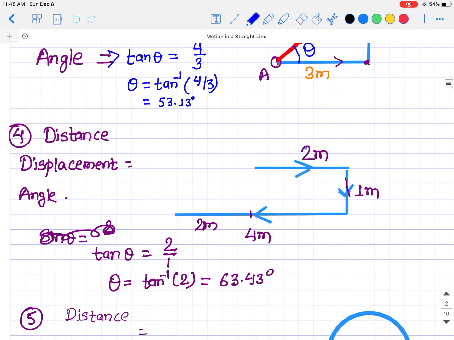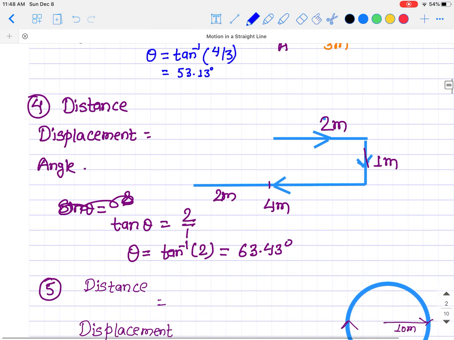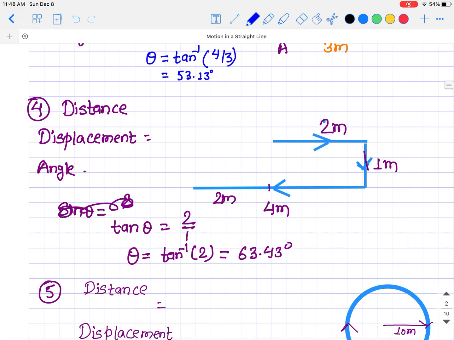All right. Now let me give you one more example, the distance and the displacement. The particle in this case has started from this point A, and it has moved to the point B, and the path is shown here.